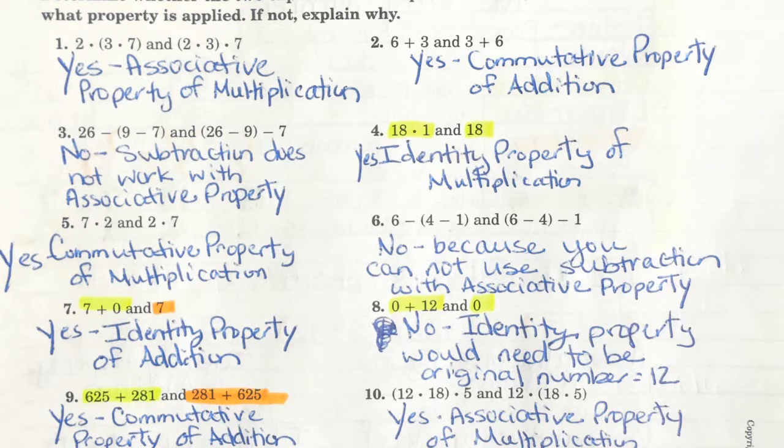So, like, number 6 here. I think they're trying to do the associative property, but it doesn't work with subtraction. On number 8, they're trying to do the identity property, but the other side doesn't equal 12. Your explanation might be a little different, and that's fine. Just try to explain it.